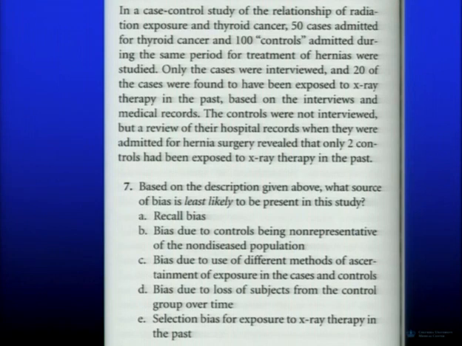What kind of study is this? So is recall bias usually a problem? Is bias due to controls not being representative a problem? Is bias due to different methods of ascertainment of exposure in cases and controls a problem? That's a potential problem, right? Is bias due to loss of subjects from the control group over time a problem? No, that happens in a cohort study, right? This is a case control study. So loss to follow-up is not something we're concerned about in a case control study. So that is the least likely thing to occur.